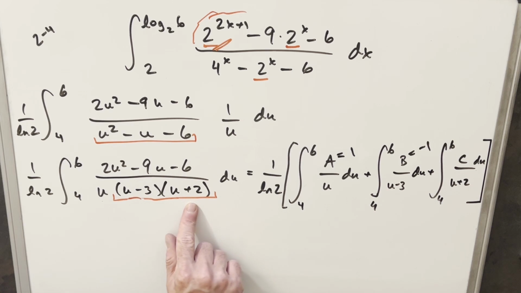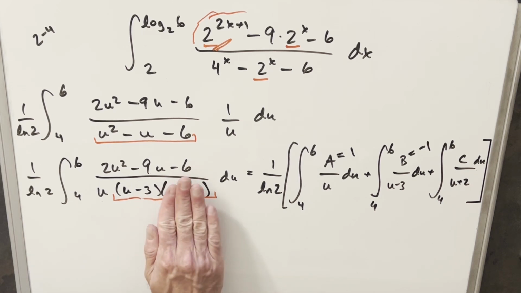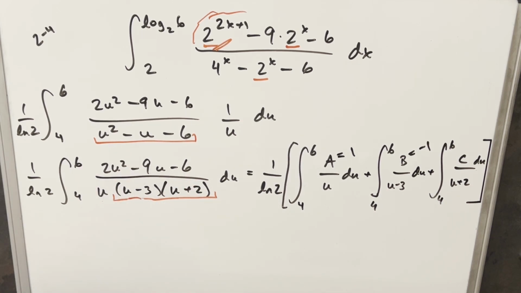And then if you do the same thing on u plus 2, you plug a minus 2 in there, but you cover up the u plus 2 and you plug a minus 2 into everything else. For our c value, we end up with 2. Okay, so now we just have 3 easy integrals in order to finish this off.